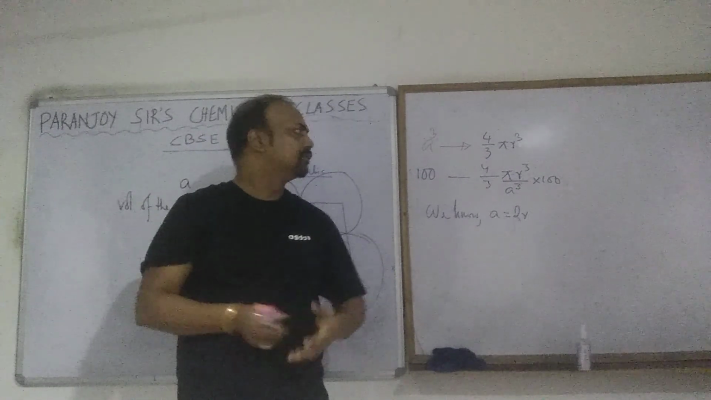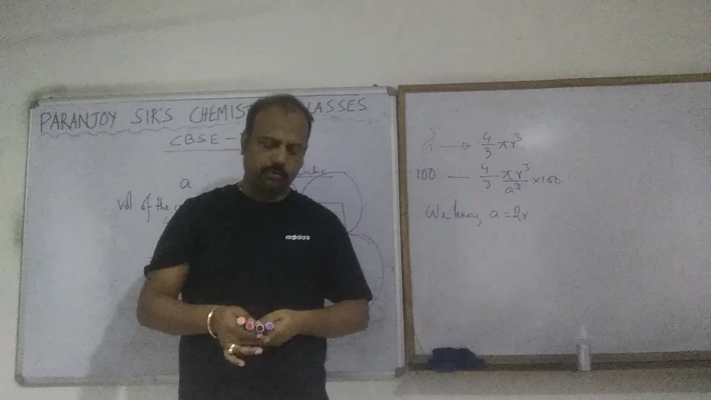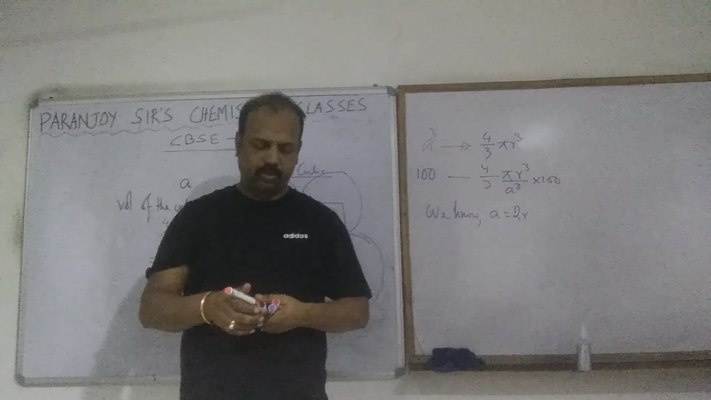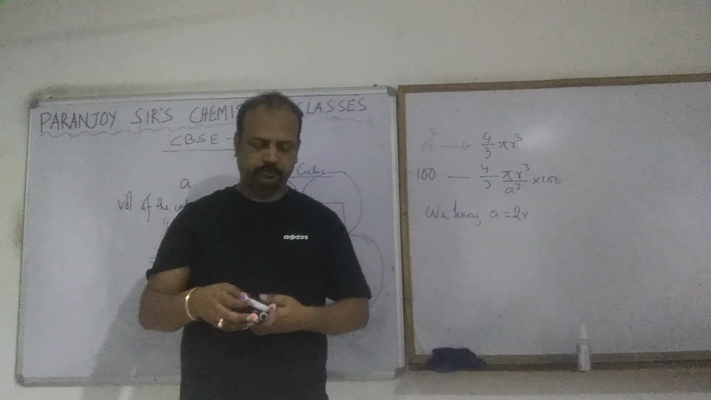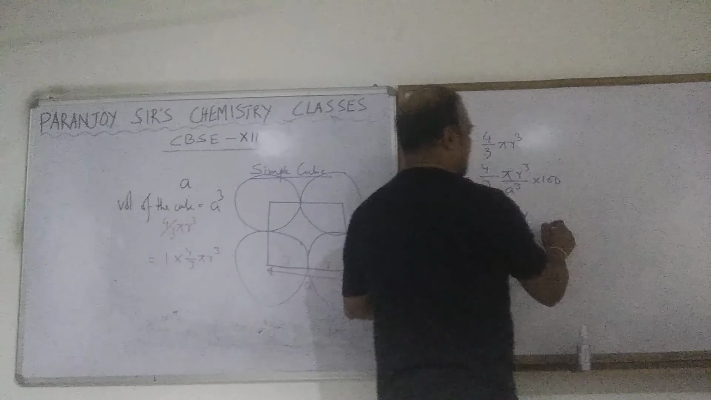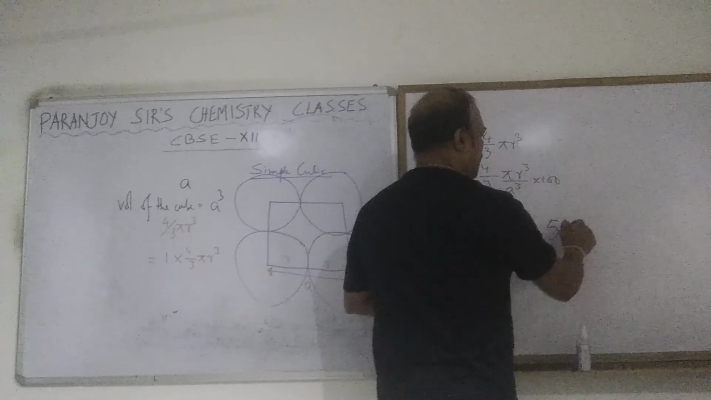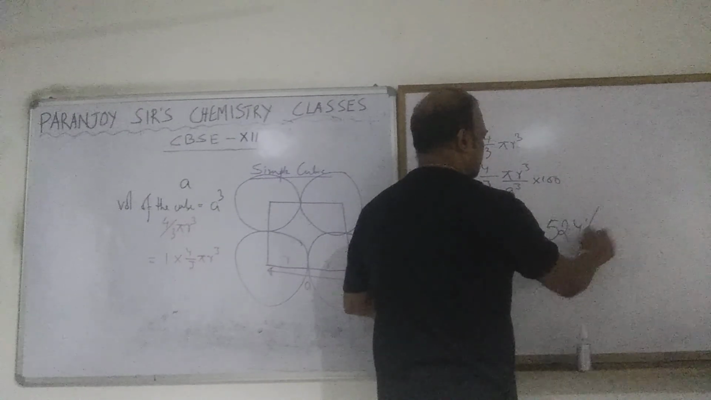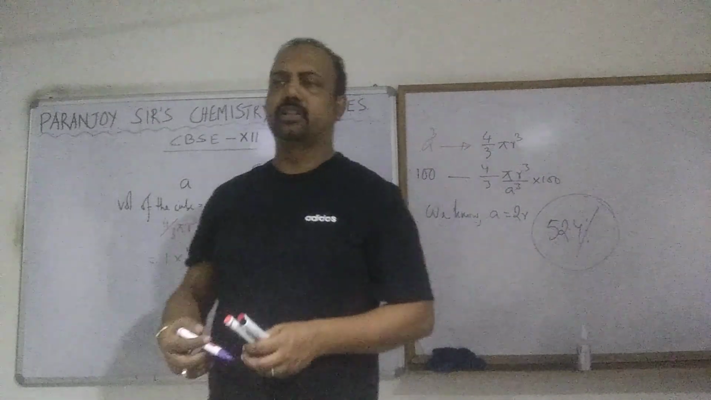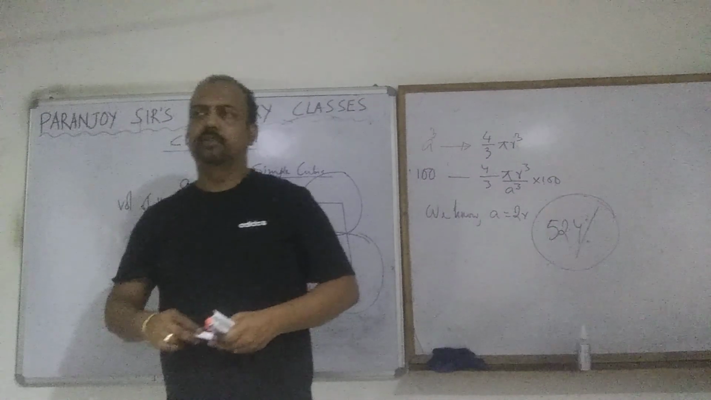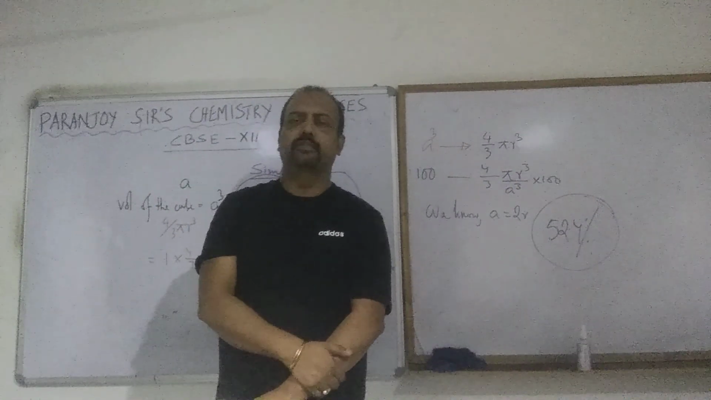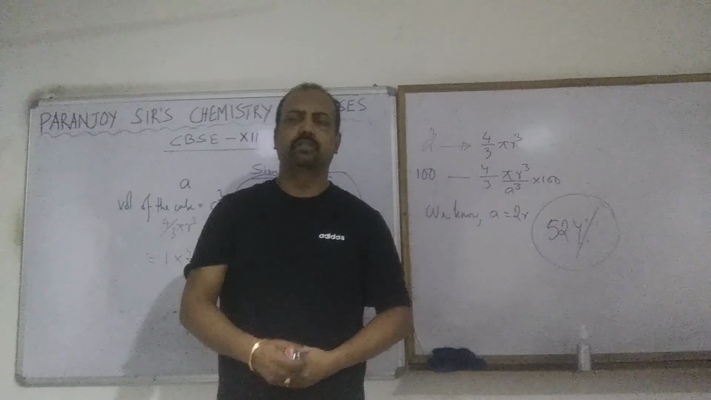What is the value? Pi, you know, is 22 by 7 or 3.14, whatever you take. So how much percentage is it coming? Is it coming as almost 52.4%? Is it coming like this? Just do it. Simple.